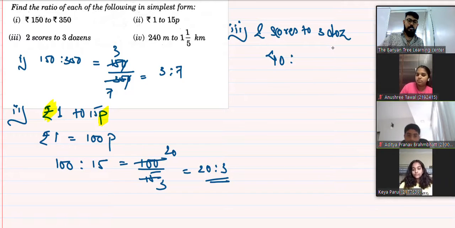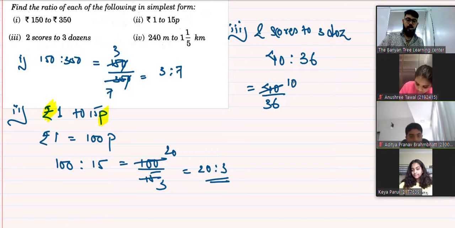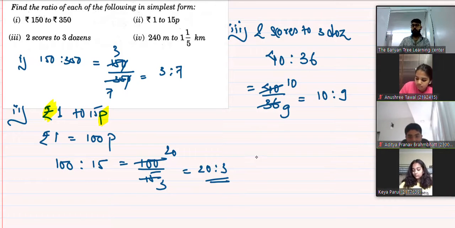And 3 dozen. See, 1 dozen is 12. So 3 dozen will be 36. So this is 40 is to 36. That is 40 by 36. So 4 tens are 40 and 4 nines are 36, which is 10 is to 9. Two scores to 3 dozens. Number 4.